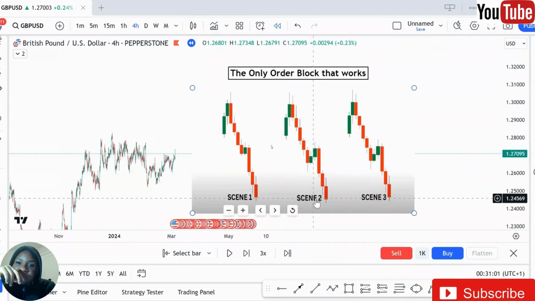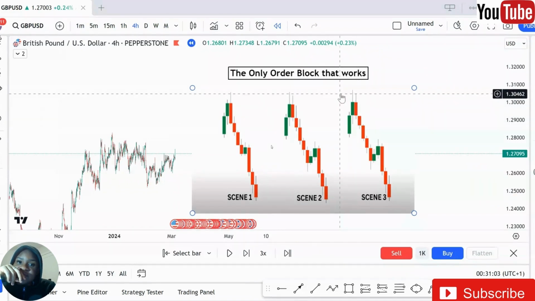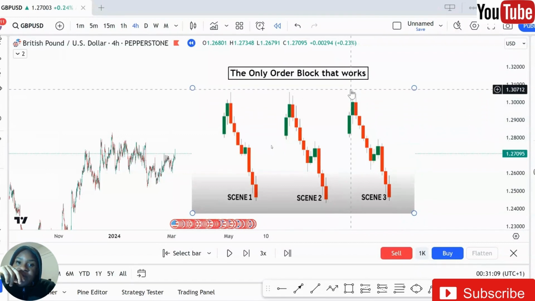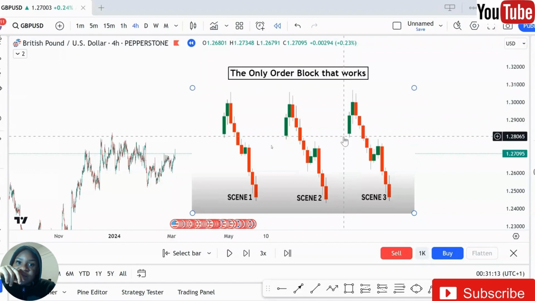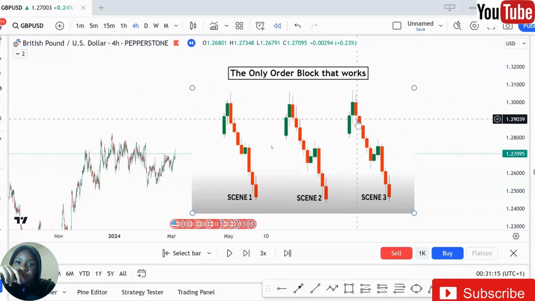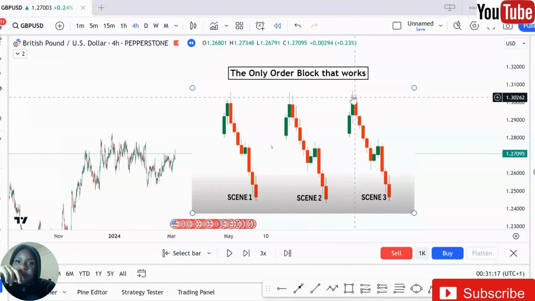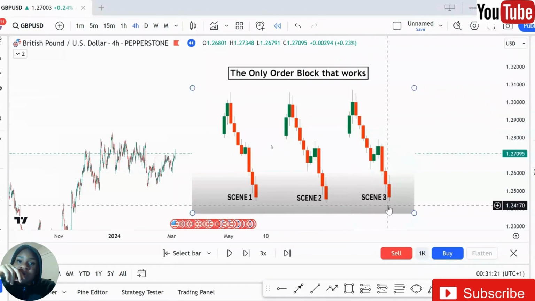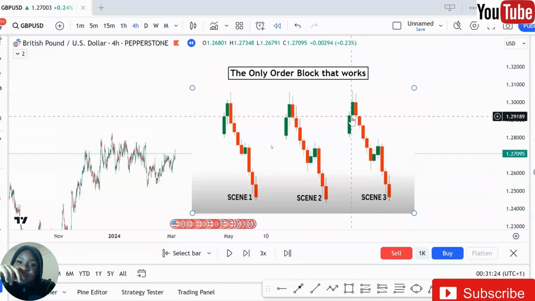This is scene 2. For scene 3, what do we see? The longest candle here is this bullish candle. We have our point 1, a valid order block. What do we see as our second point? Our second point is showing us a fair value gap, meaning this zone is a valid order block. So if the market is coming back as a retracement, you can consider this area as a valid order block.